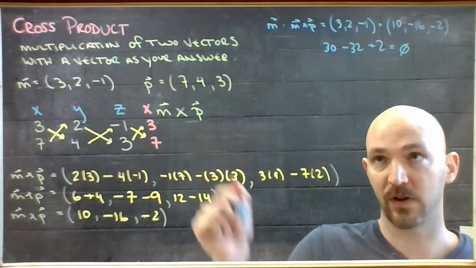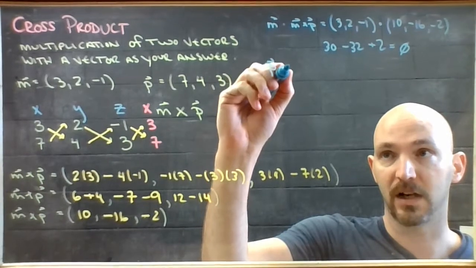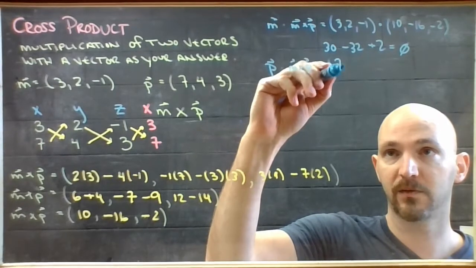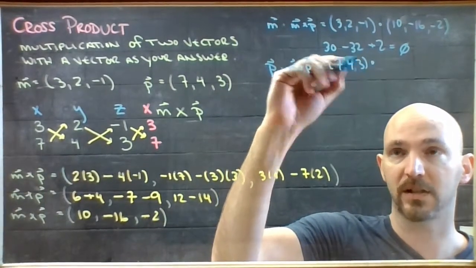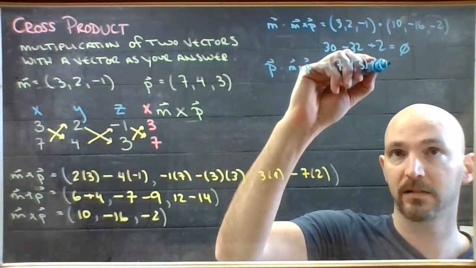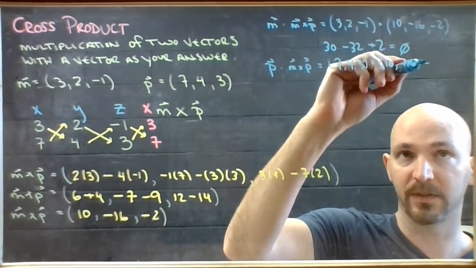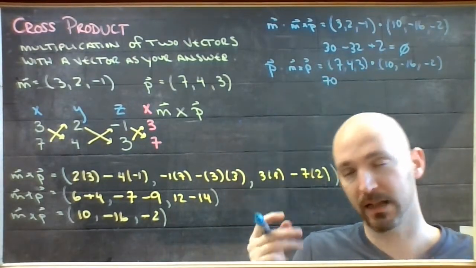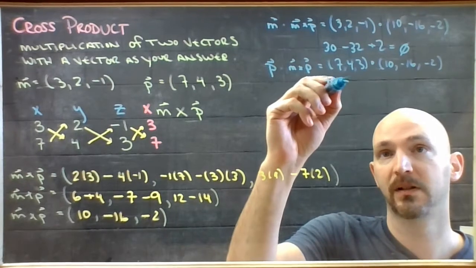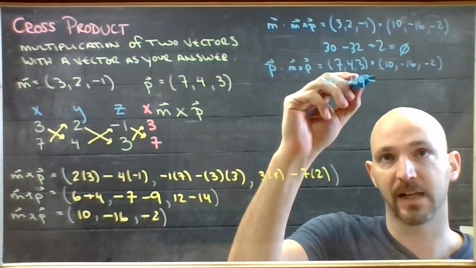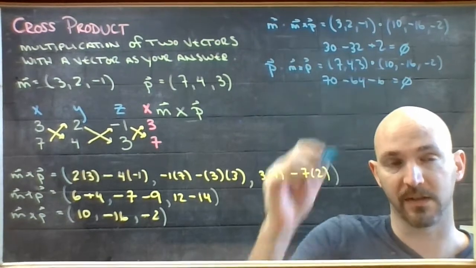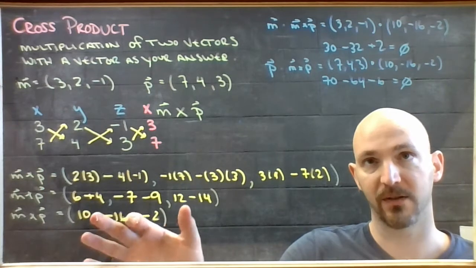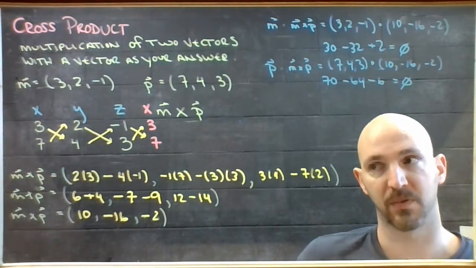Excellent. Try the other one. P dot m cross p would be 7, 4, 3, dotted with 10, -16, -2. 7 times 10 would be 70. 4 times -16 is -64. And 3 times -2 is -6, which does equal 0. So we know we did it correctly because this vector I generated is perpendicular to both of its inputs.